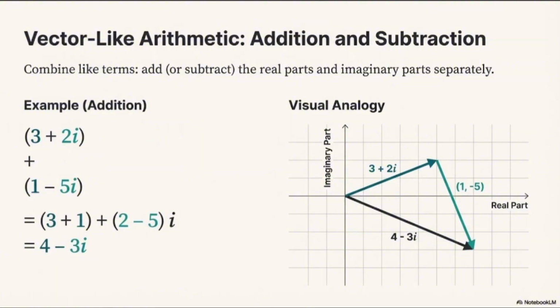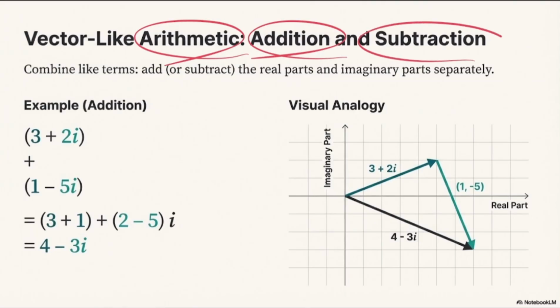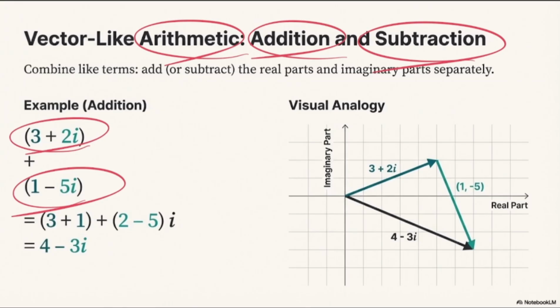So let's talk about the arithmetic: the addition and the subtraction. It means we would like to add or subtract two complex numbers. Imagine you have 3 plus 2i as one complex number, and another one is 1 minus 5i. If you would like to add them up, you add real parts and imaginary parts: 3 plus 1, and 2i minus 5i. So you have 4 minus 3i.